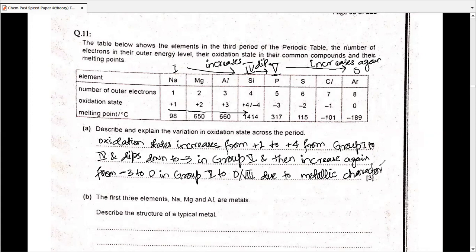And that actually is a great answer. For 3 marks, you were supposed to discuss the increase between 1 to 4, dip between 4 to 5, and increase again from 5 to 0. But along with that, just to make sure that we get all 3 marks, we have added a fourth point in there, which is metallic character. You may also write outer number of electrons, but since outer number of electrons take more space than metallic character, that's why I stick to metallic character. I hope you get the point, right?